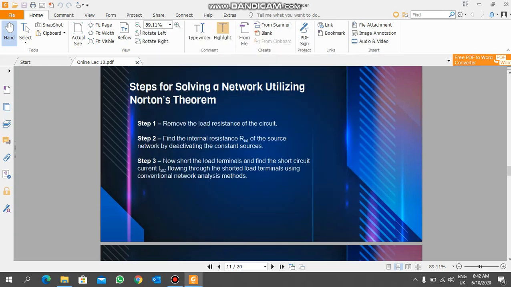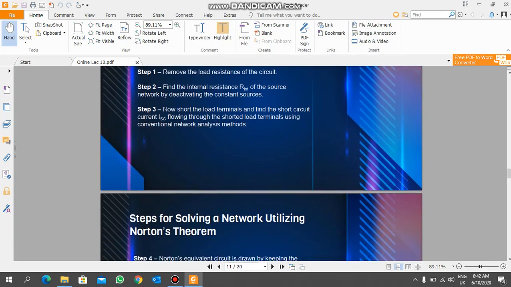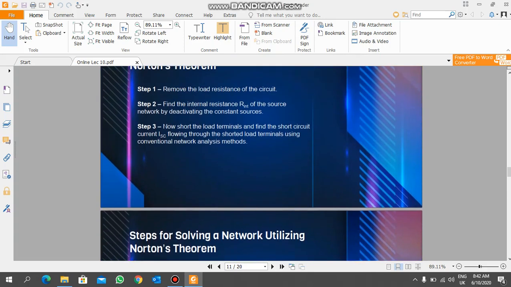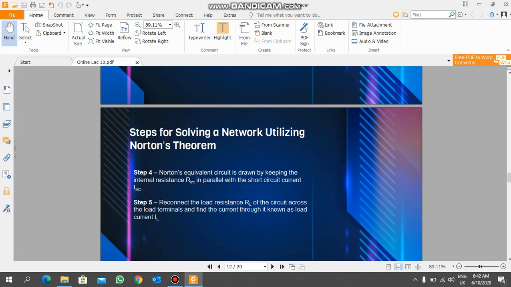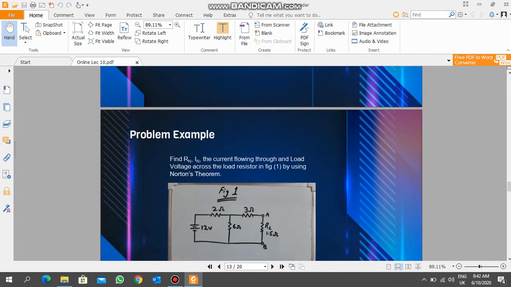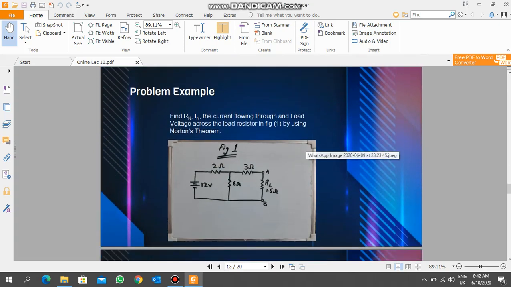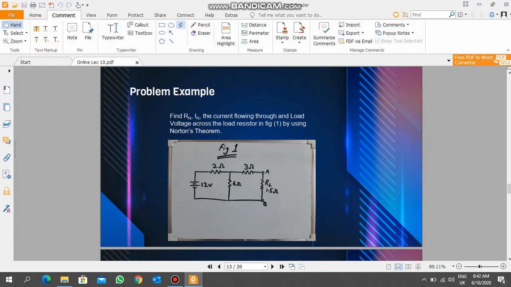So in this second part we'll talk about the steps for solving a circuit or network utilizing Norton's theorem. There are a total of 5 steps which we have to follow while solving any circuit by Norton's theorem. So what is the first step? Remove the load resistance from the circuit.